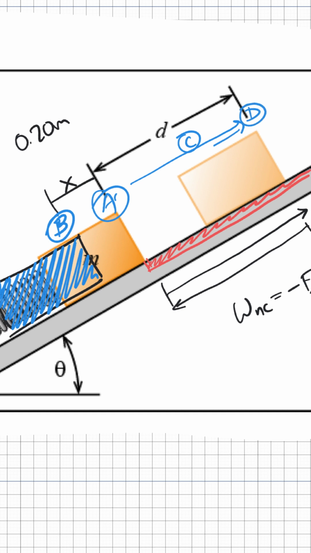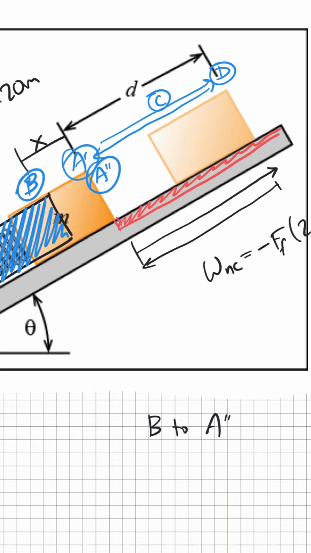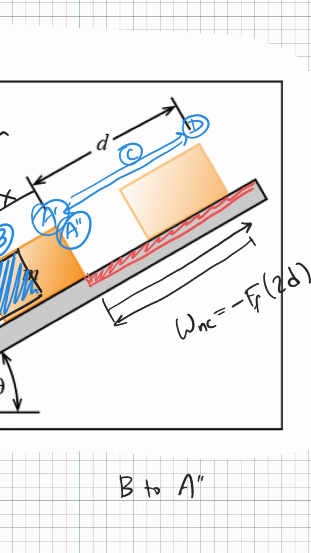And then we're going to slide all the way back here. And I'm going to get to A again, but this will be A double prime, right? So I want to go from B to A double prime. Okay, B to A double prime. And I want to think about all the forces that are acting on this thing. So here's my composite free body diagram.